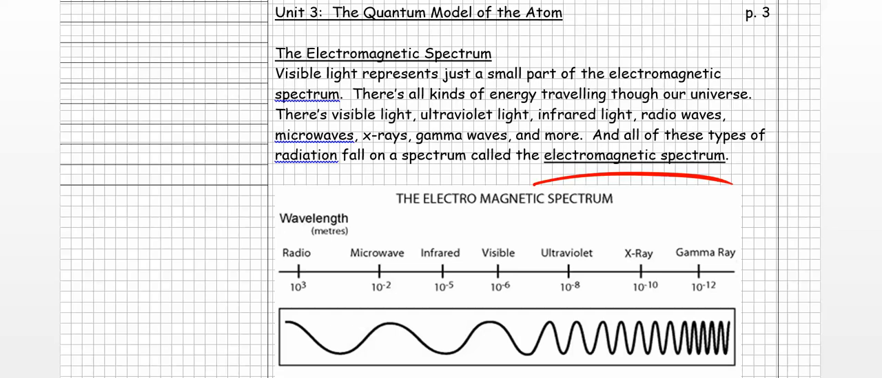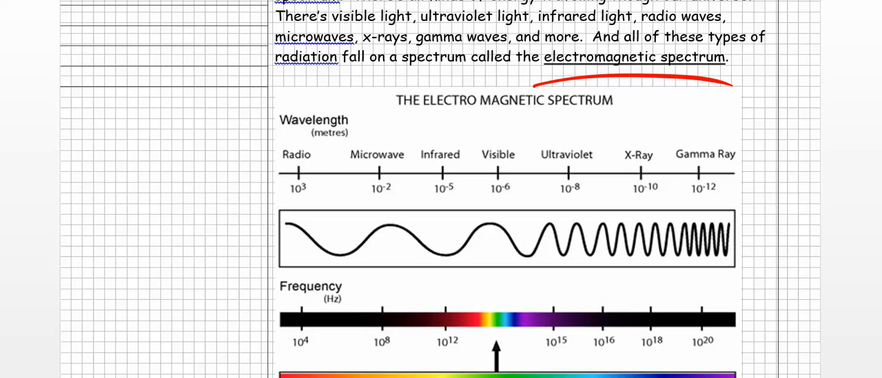So here is the electromagnetic spectrum in wavelength from high to low. Radio waves have a very great wavelength, about 10 to the third meters. But gamma rays have a very small wavelength, only 10 to the minus 12 meters. So as we go from radio waves to microwaves to infrared, visible, ultraviolet, X-ray, and gamma rays, we're decreasing the wavelength.